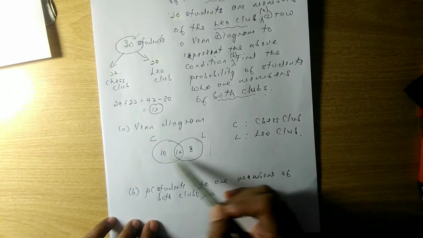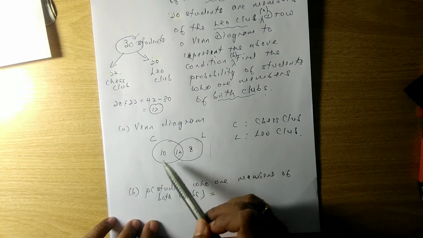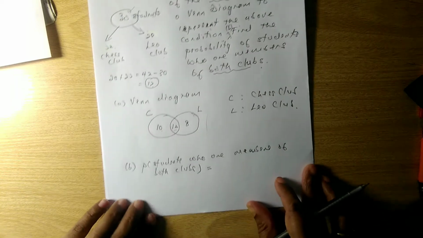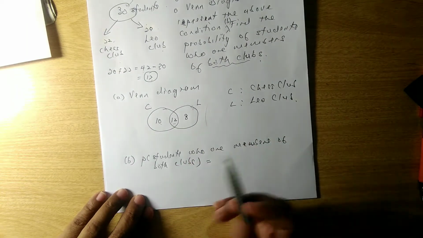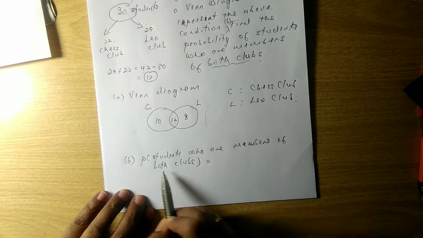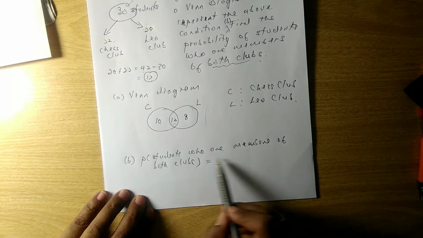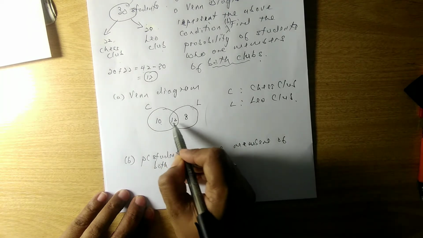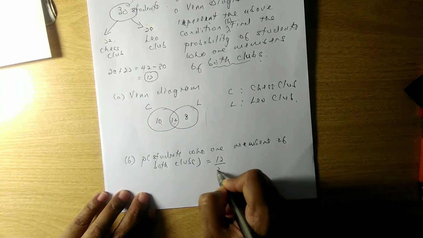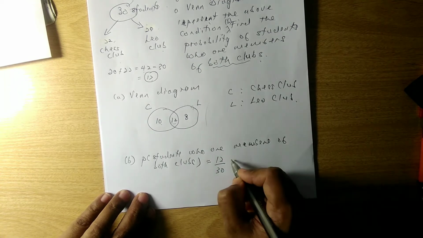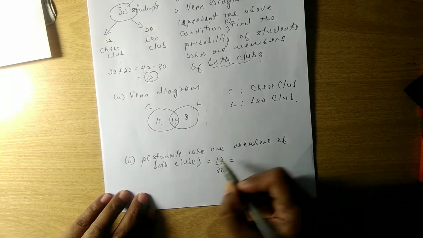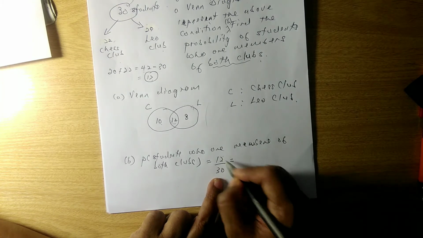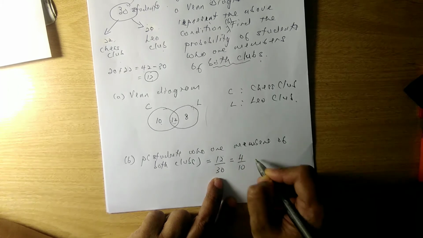For part B, this is your Venn diagram. Find the probability of students who are members of both the clubs. Members of both the clubs will be 12 out of 30 students. When we simplify this, you can get 3, 4, and 10, which is 2 over 5. So that's your probability.